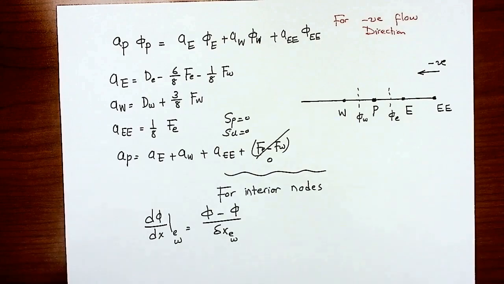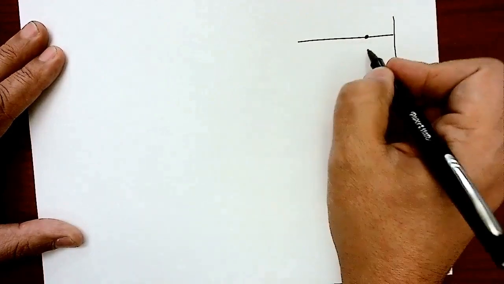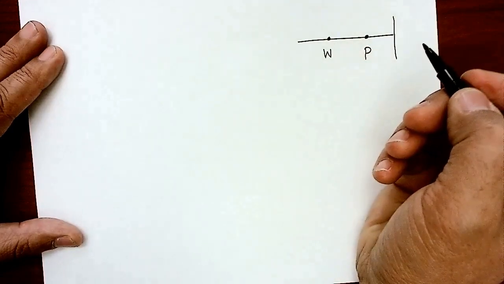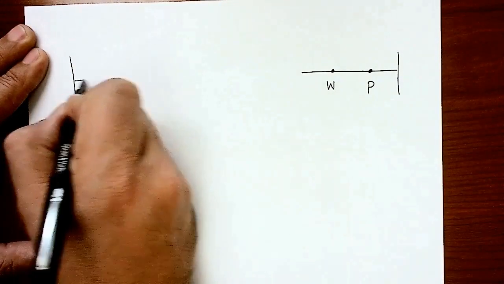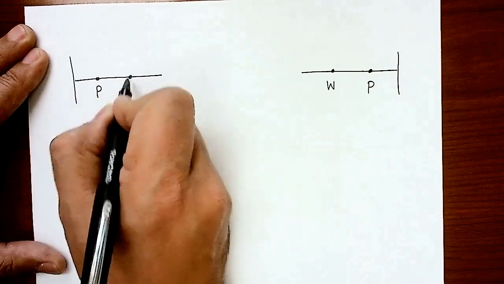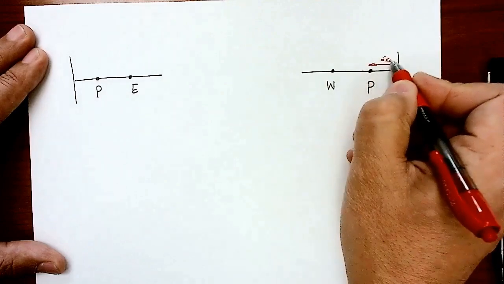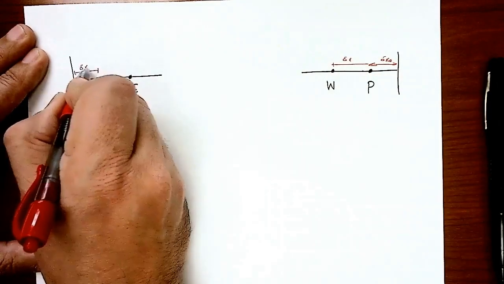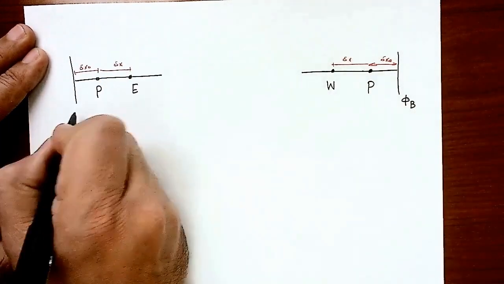So let me propose here a one-dimension domain. That's a boundary face here. Let's assume this is my P node. This is my west node, and I'm looking for the diffusion term right now. The second case, I will be here. That's going to be my P, and that's going to be my east. We know that this distance is delta X node, and this is delta X. Same, this is delta X node, and this is delta X. And we're going to call that phi B, and we're going to call that phi A.